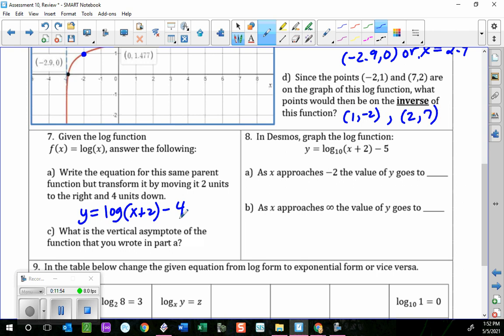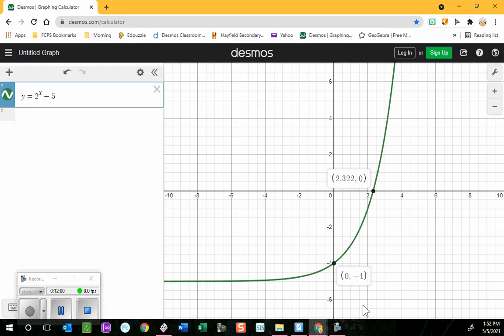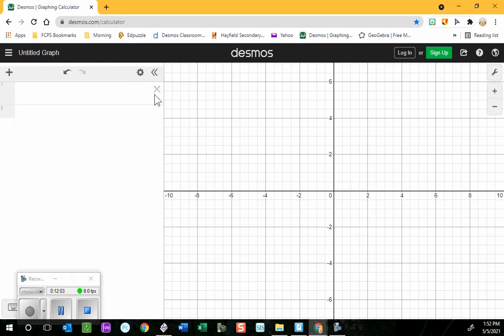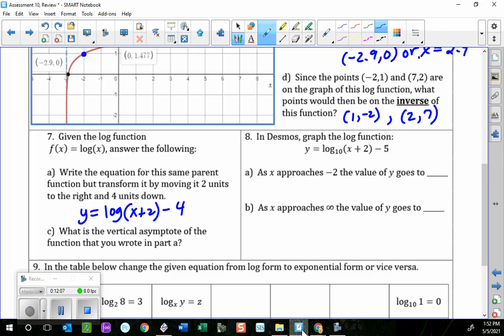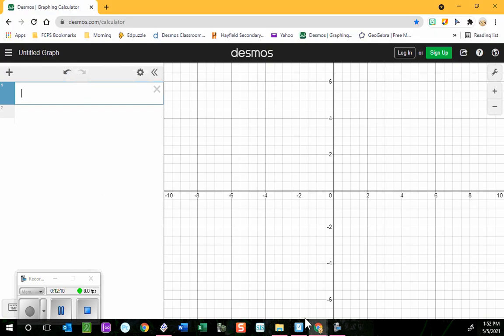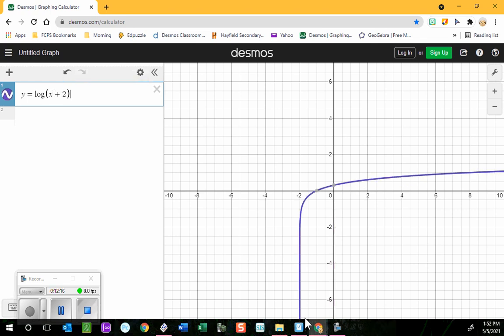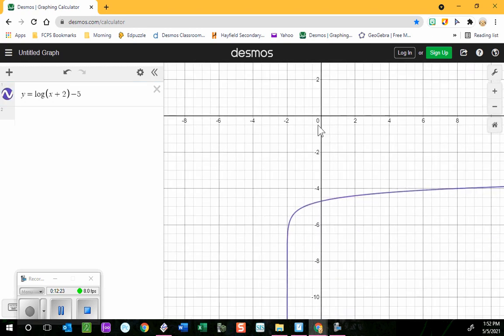All right, number 8. Graph this in Desmos, so log base 10 of x plus 2 minus 5. All right, so remember to graph this, all you do is simply, what was it? X plus 2 minus 5. So y equals, just type in the word log, it knows it's base 10, x plus 2 minus 5. All right, so left 2, down 5. So my asymptote is going to be -2. All right, so the asymptote going up and down there is -2.